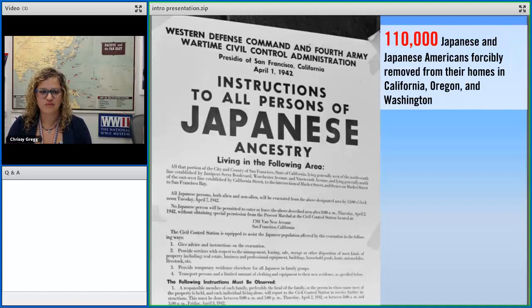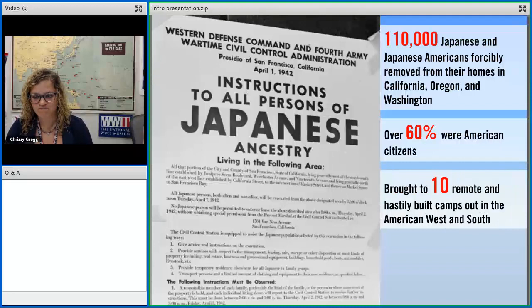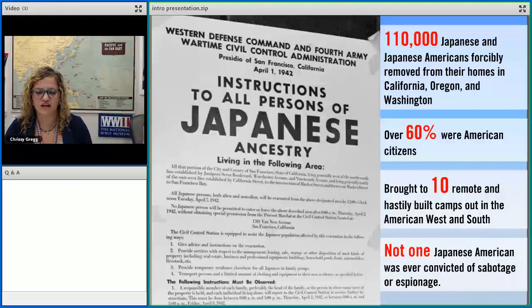So here's some of the numbers behind it, you guys. 110,000 Japanese and Japanese Americans were forcibly removed from their homes in California, Oregon, and Washington. Over 60% were American citizens. So those Nisei children, 60%. So that's over half. There were 10 very remote and hastily built camps, mostly in the American West, but there's a few even here in the South, relatively near us in New Orleans. And not one Japanese American was ever convicted of sabotage or espionage.